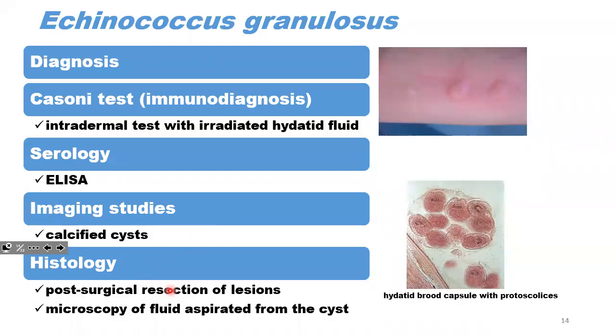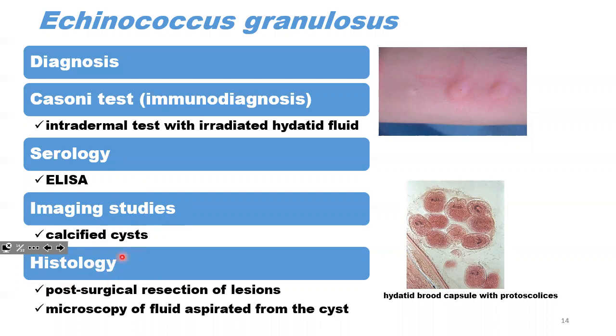So how can you make a diagnosis? Now, unlike the other tapeworms we discussed where the microbiology lab plays a role, the microbiology lab is not actively involved in the diagnosis of this condition. Okay? So different approaches to diagnosis: you can use immunodiagnosis, in which you have intradermal application of antigens associated with the larva stage. You can perform serology using ELISA. Imaging studies may help, and histology.